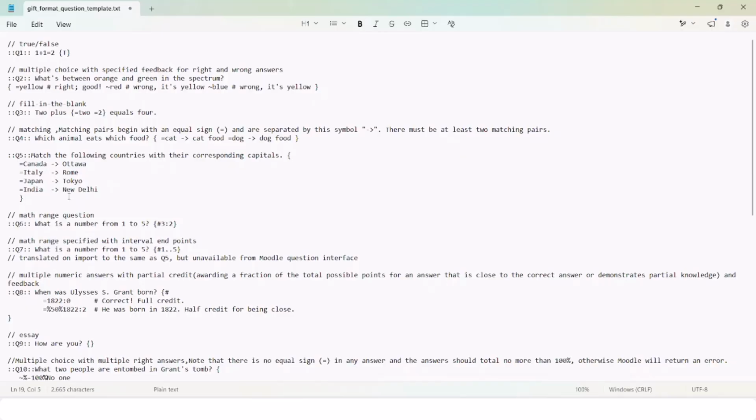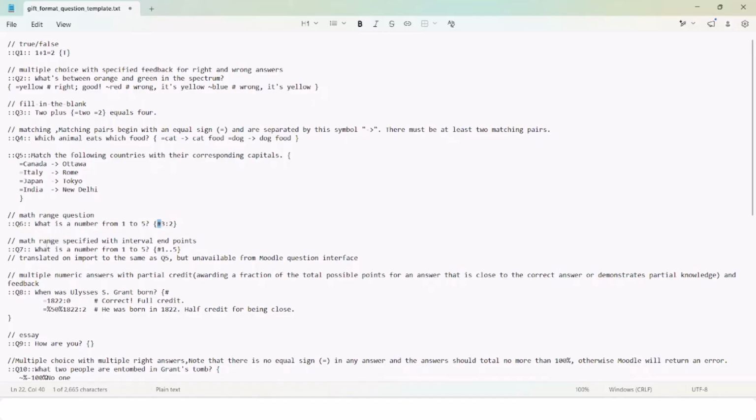Let us look at a numerical question, a numerical question which has a range. We are saying the answer ranges between this and that. So the question title, question number 6, then the question text: what is a number from 1 to 5? We want the students to give us a number between 1 and 5. In the answer section, we put in the hash, then we put in 3, then colon 2, indicating that the answer is between 3 and 2.